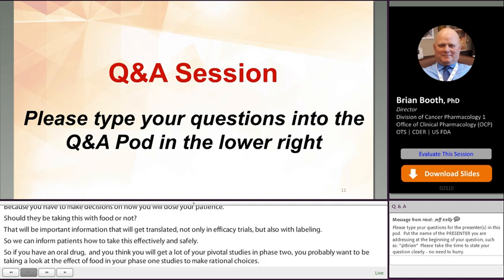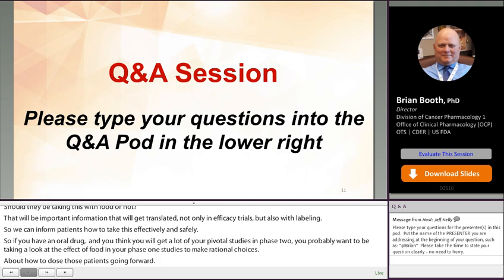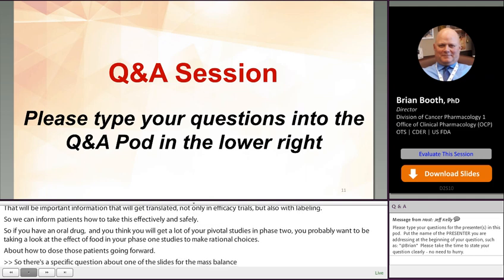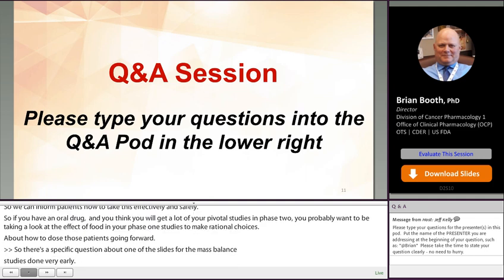There's a specific question about one of the slides. The ADME mass balance study is done very early. What is the consideration for that, and in what scenarios can we prioritize or deprioritize the study for small molecule oral drugs? Another good question.